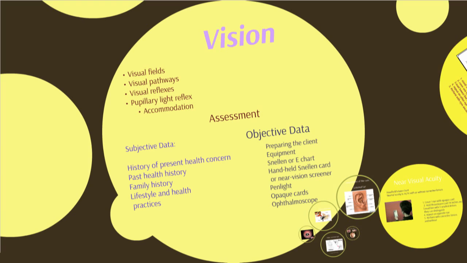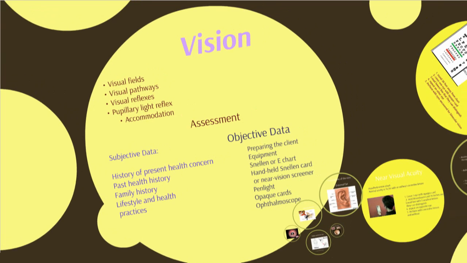So this is going to be when we're looking at the client, the equipment we need. We're going to need the Snellen chart or the E-chart. We're going to use the handheld Snellen chart. So we're going to assess their vision with the Snellen charts. The pen light, we'll need a pen light. The opaque cards, maybe an ophthalmoscope. Things of that sort to get the objective data.